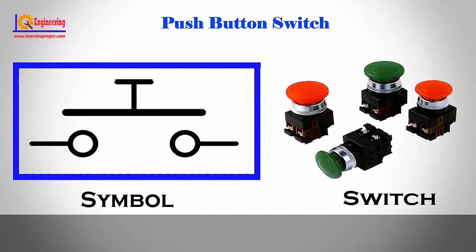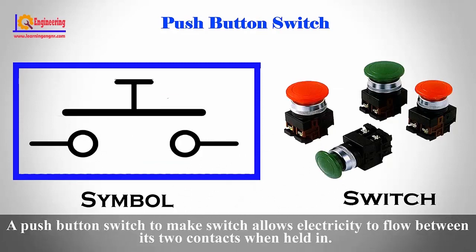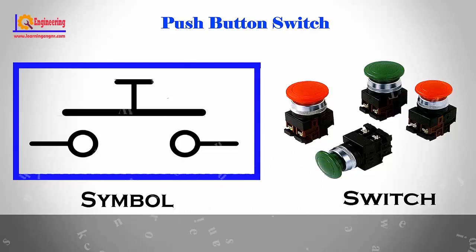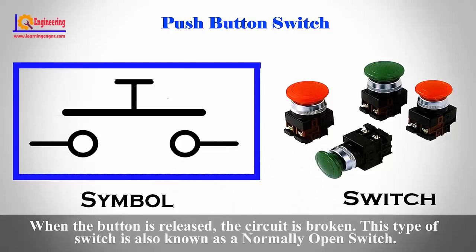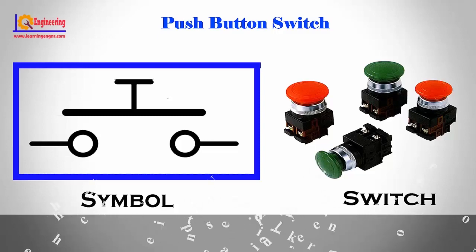Push button switch. A push button switch, or make switch, allows electricity to flow between its 2 contacts when held in. When the button is released, the circuit is broken. This type of switch is also known as a normally open switch.